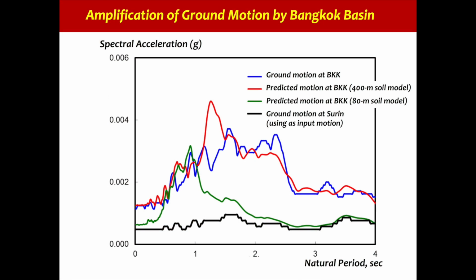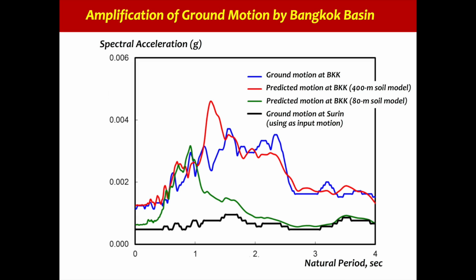So we collected the ground motion records of these two sites, and then we computed the response spectrum. The vertical axis shows spectral acceleration, the horizontal axis shows the natural period of the structure. The blue one is the response spectrum for Bangkok ground motion. The black one is the one in Surin on the stiff soil. You can see the big difference. This is due to the basin amplification.